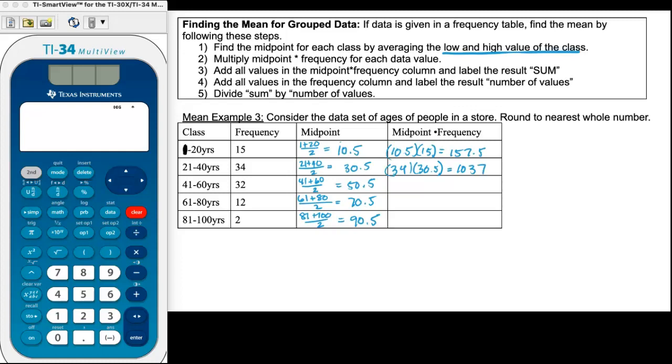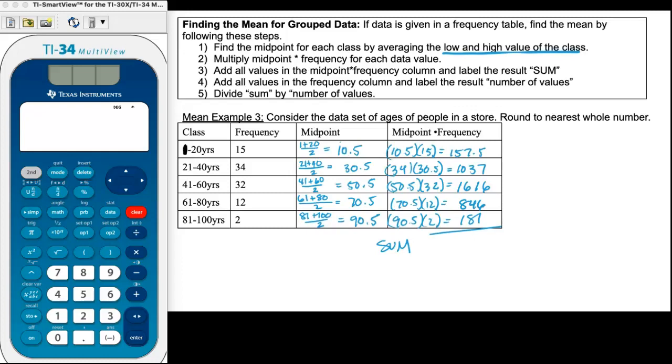And I get 1037. And then I'm going to take this midpoint, 50.5, and multiply it by 32, by that frequency. And I get 1,616. And then I take this midpoint, 70.5, and multiply by 12, and I get 846. And then I take 90.5, and I multiply by 2, and I get 181. And so then I'm going to add these all together. I'm going to find my sum. So really all I'm doing here is finding the average of these midpoints.